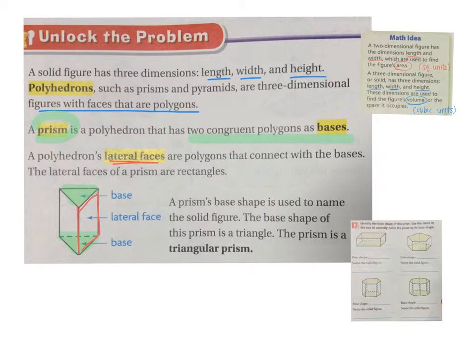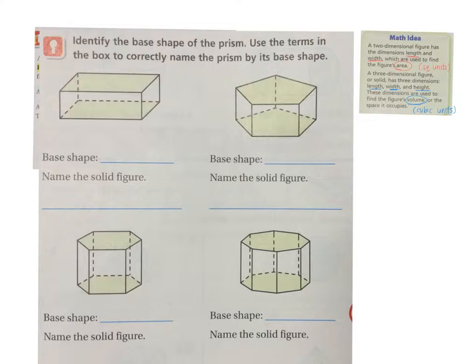So a prism's base shape is used to name the solid figure. What shape was the base again? Triangle. The base shape of this prism is a triangle. So this prism is called a triangular prism. Everyone say triangular prism. For example, for this first one right here, what is the shape of its base? It's a rectangle. So the solid figure is called a rectangular prism. What is the shape of its lateral face, by the way? Also a rectangle. Good.